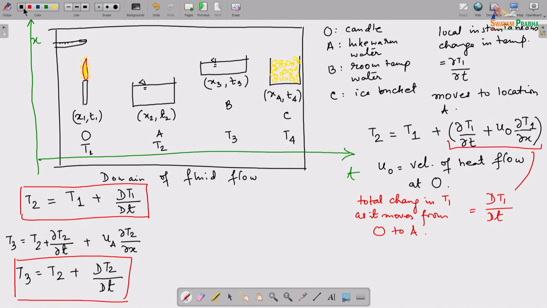So therefore there is an instantaneous change in my temperature, which is del T3 del T, and then again I move to another location, which is C. Let me write that down. So there is an instantaneous change in my temperature, and then again I move through X with, say, uniform velocity of heat flow, which is this. So that is my change in temperature.